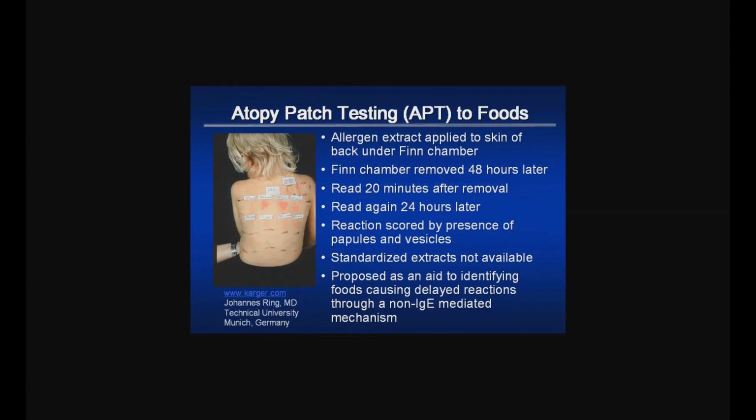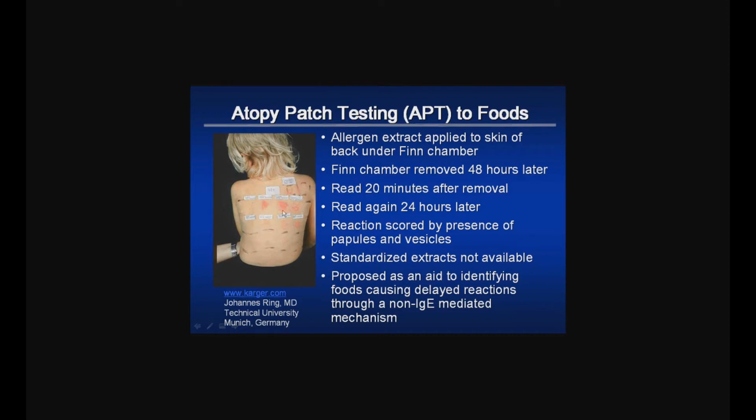And then atopy patch testing is another form that's used to try to identify foods that might play a role. And in that situation, there are aluminum chambers called Finn chambers. A food extract is placed in the chamber and it's taped to the back.